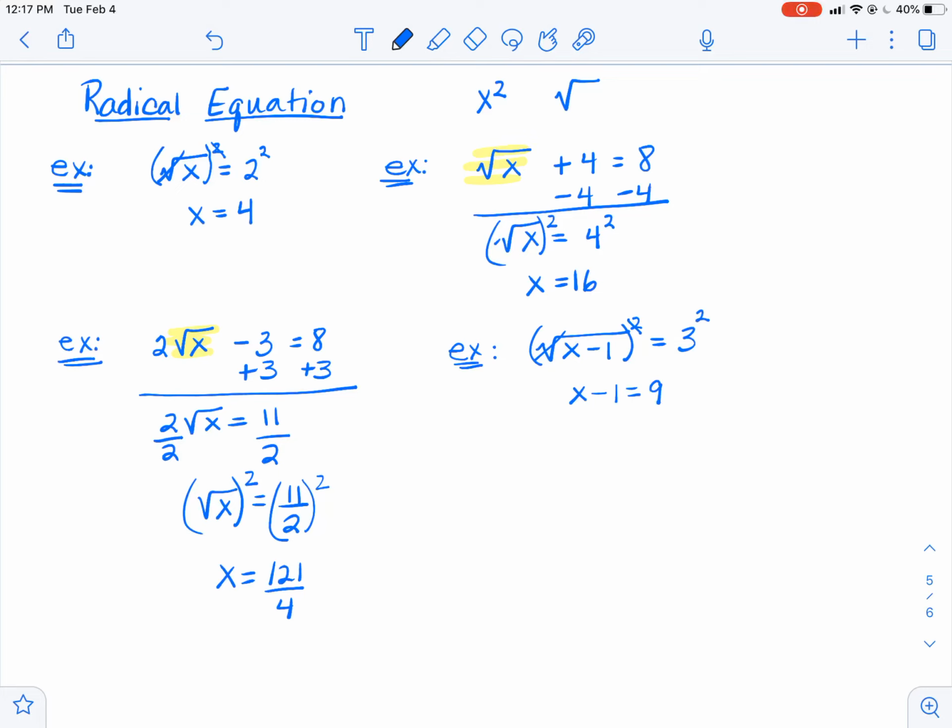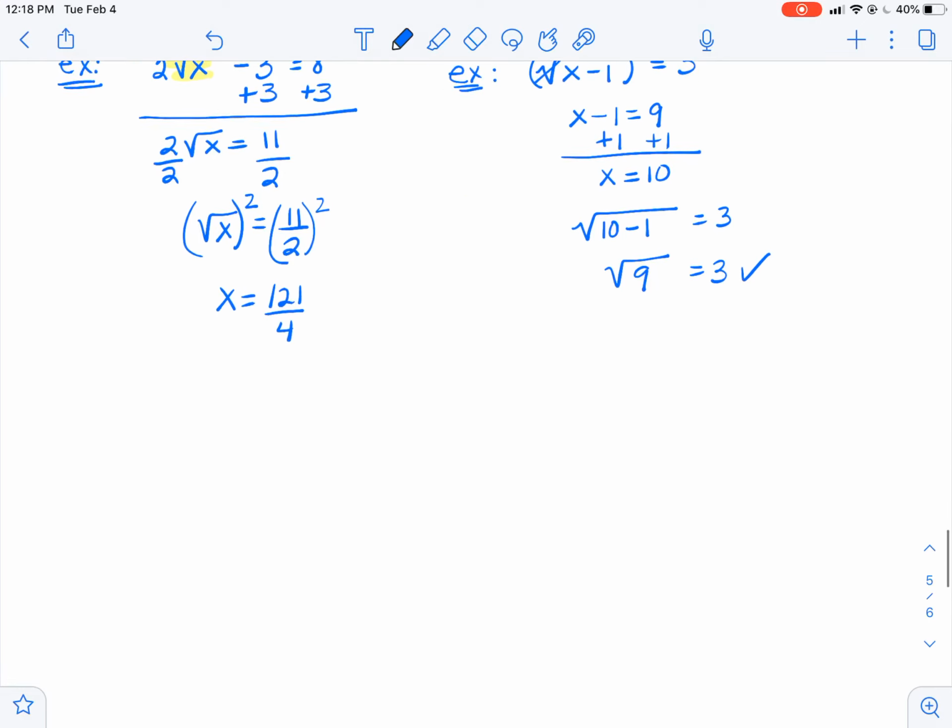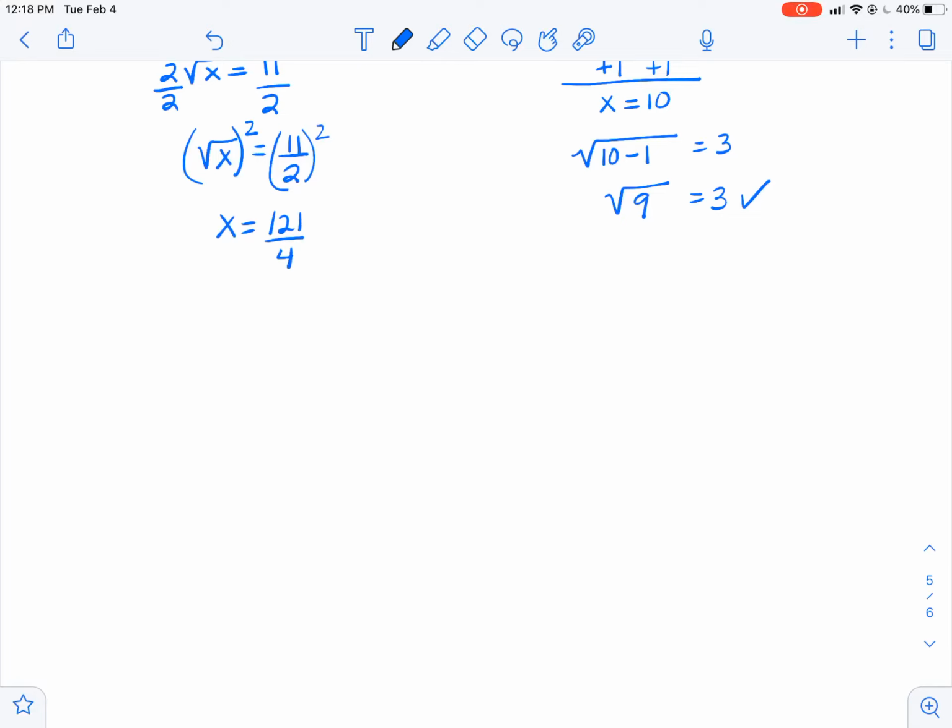This is equal to 9. Go ahead and move your 1 over, and x equals 10. And again, guys, I could do a quick check. 10 minus 1, so that is the square root of 9, which is 3, and it does check. Okay? Next example. Again, we're just going to add a little bit more to it every time.